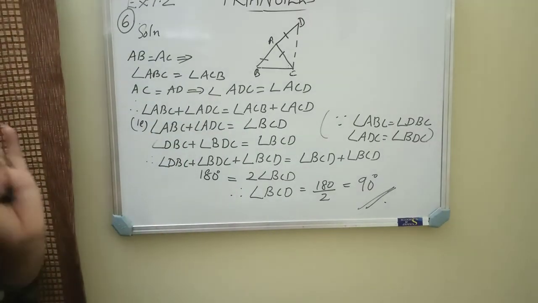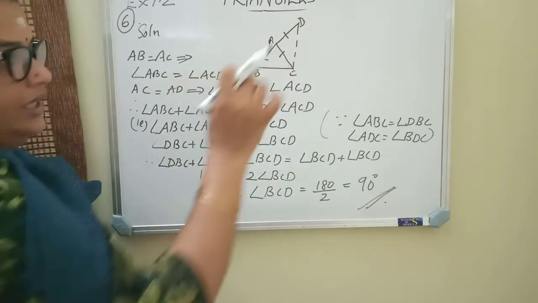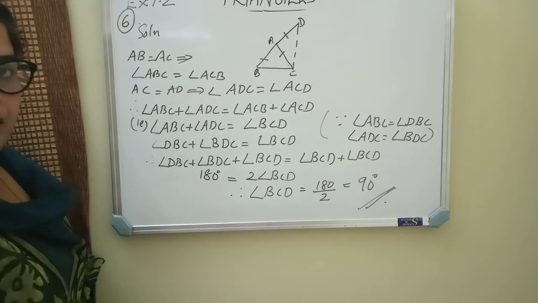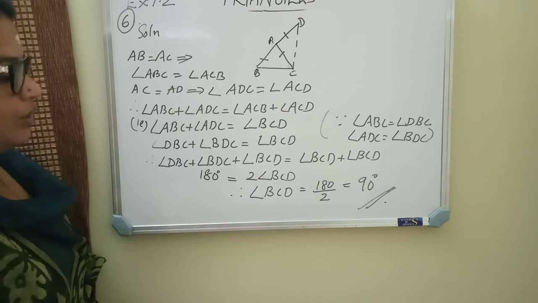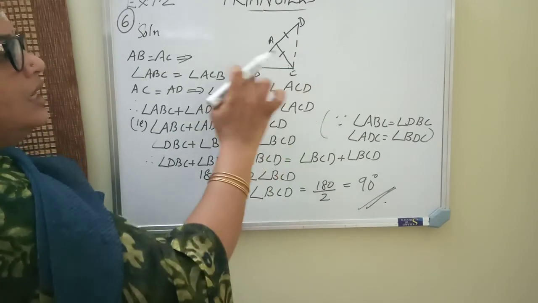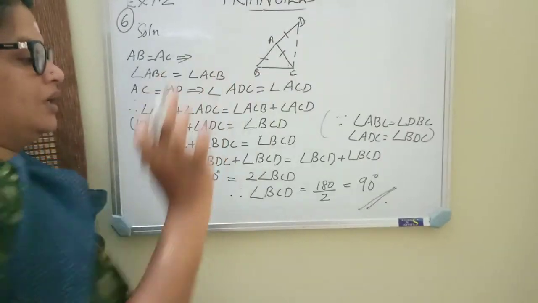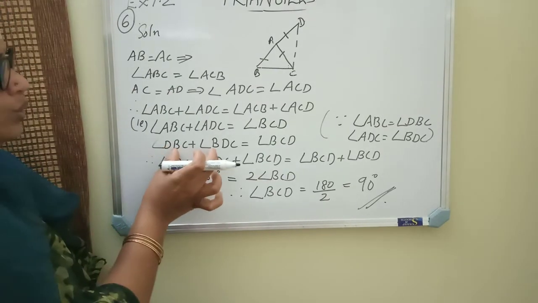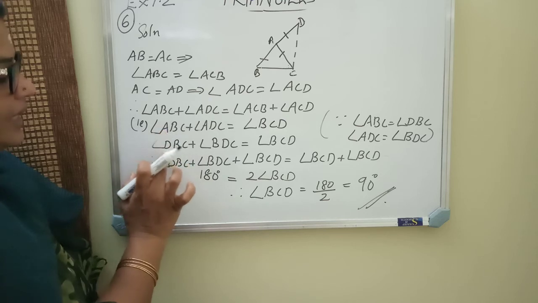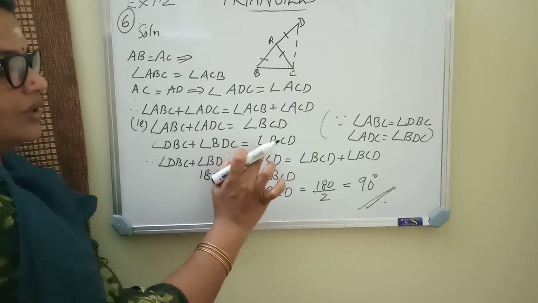So next I am considering triangle BDC. Okay, this big triangle I am considering. So what is the sum of three angles of a triangle? 180 degrees, isn't it? So angle DBC plus angle BCD plus angle CDB equal to 180. Okay, but two angles are there in this question data itself. So we will get angle DBC plus angle BDC on the left side is equal to angle BCD on the right side.